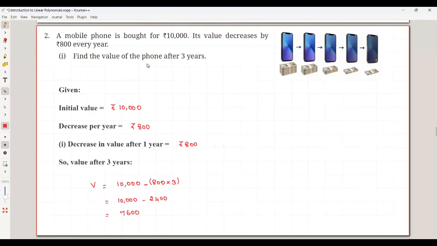Therefore, the value of the phone after 3 years is equal to rupees 7,600. Hope you can understand. So this comes under linear decay. Every year 800 rupees keeps on decreasing.